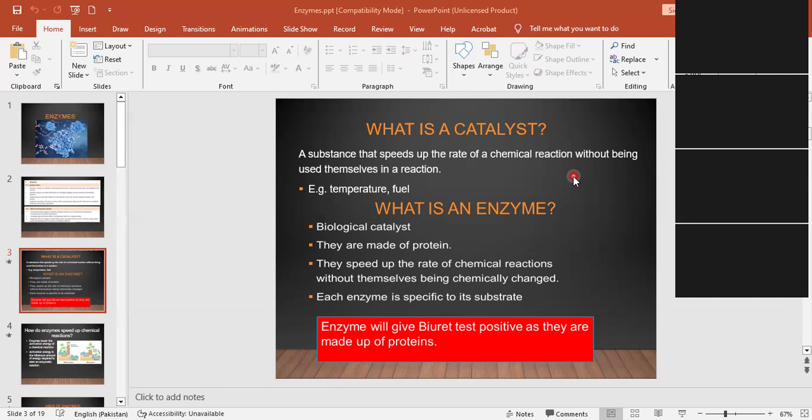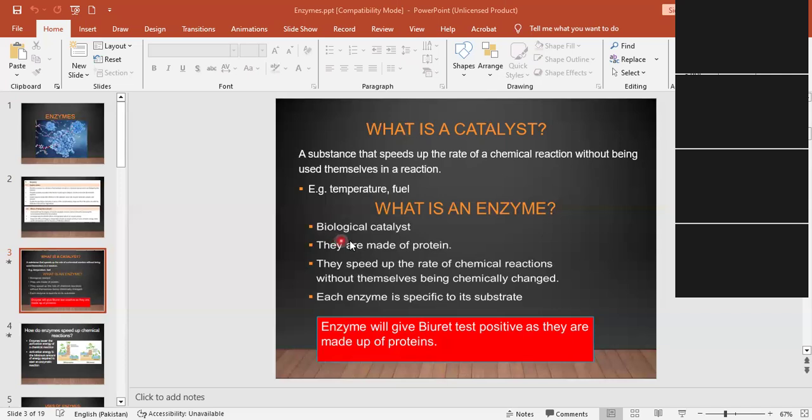Catalyst is something which speeds up the reaction, and you can find some catalysts which are organic or inorganic. Some catalysts which you may find: temperature is a catalyst, speeds up the reaction. Fuel is a catalyst, speeds up the reaction. Okay? But if you find these catalysts in the biological or in the living organisms, right? In the living organisms, now these catalysts will be known as enzymes. So enzymes are actually the biological catalysts.